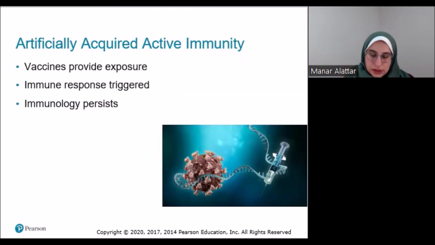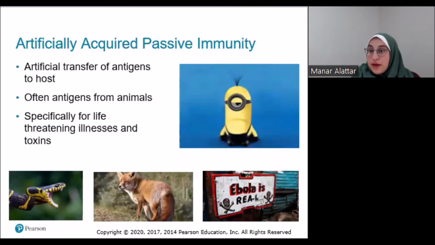Essentially, what you're doing is introducing an inactive particle or full antigen into the body of the host, and then an immune response is mounted, and you have that memory afterwards. There's another way of receiving artificial immunity, and that's through passive mechanisms. Essentially, that's what we call the antidote.